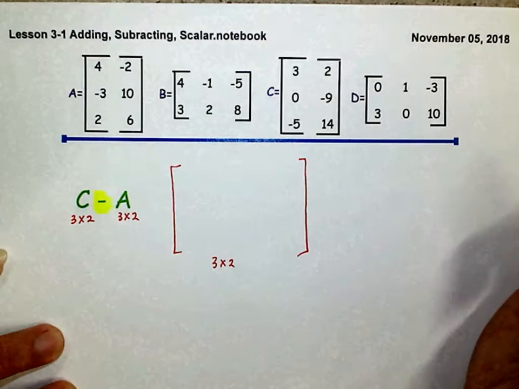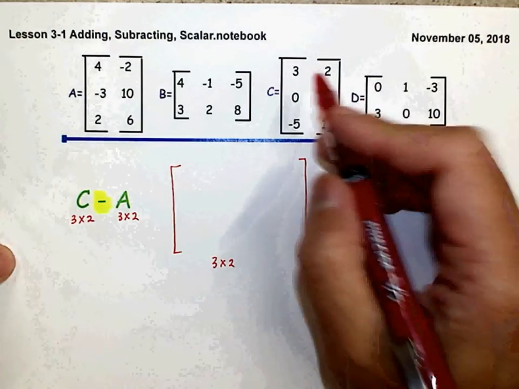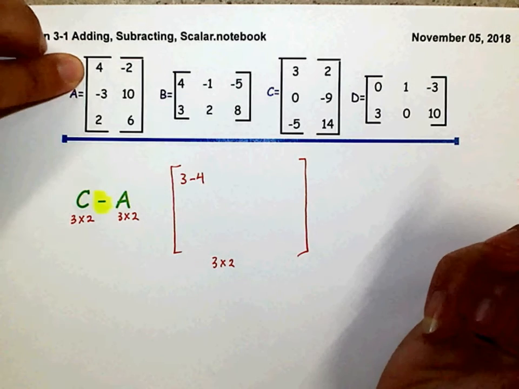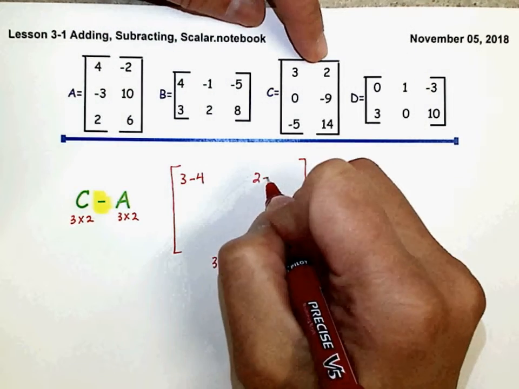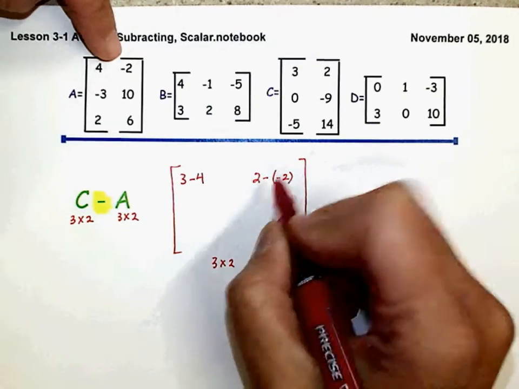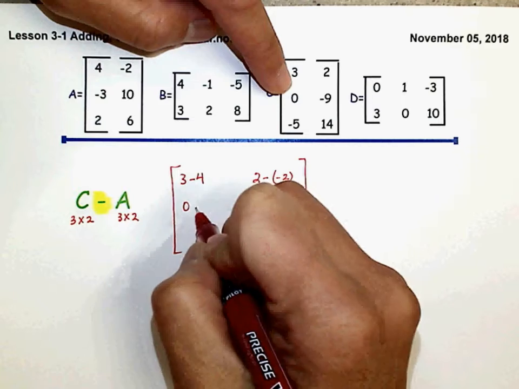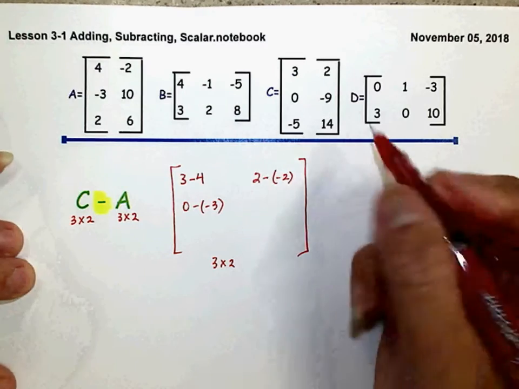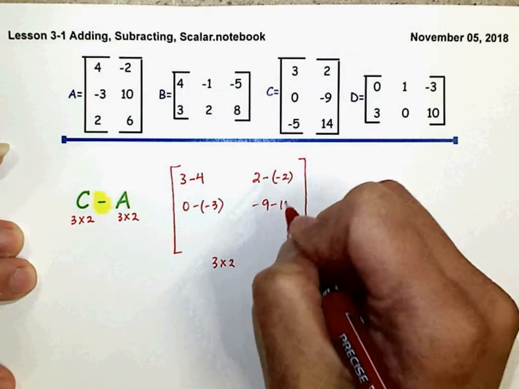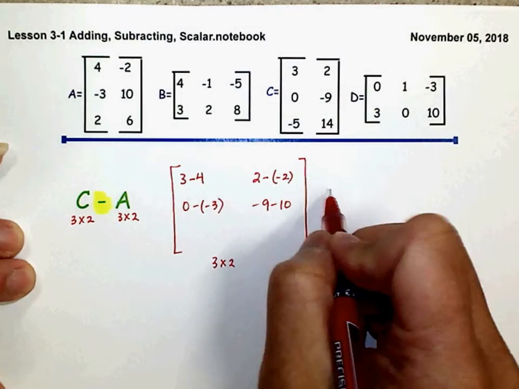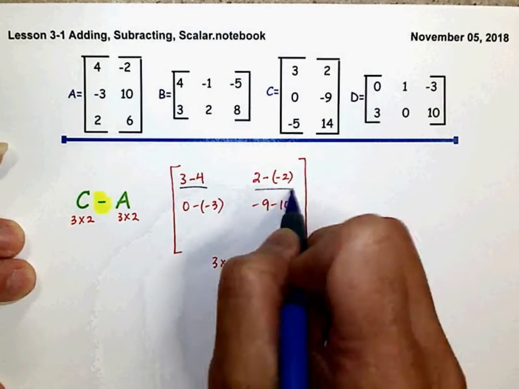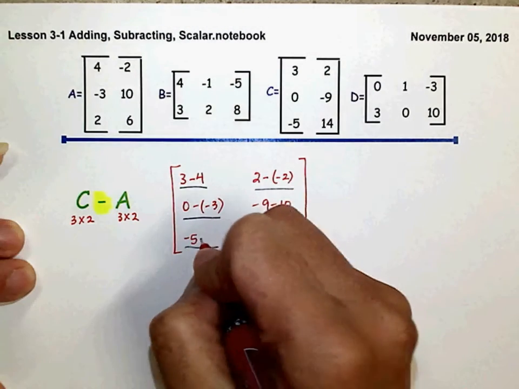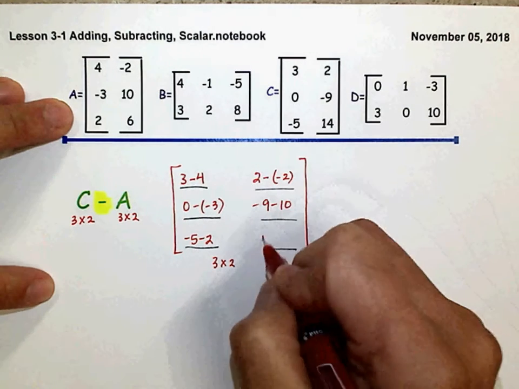All right, here we go. C minus A, so it'll be 3 minus 4, okay? C, which is 2 minus negative 2. See the minus? 0 minus negative 3. Notice the minus. Second row, second column, negative 9 minus 10. And if you need to draw your lines to help you, like this, please do so, okay? Next one, negative 5 minus 2. 14 minus 6.